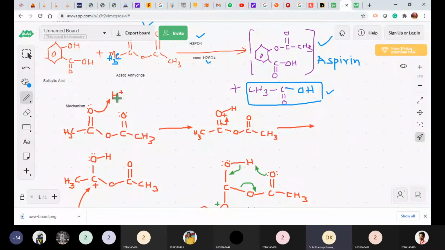Did you understand? Hello? Yes, sir. This oxygen uses one of its lone pairs of electrons to abstract one hydrogen ion from the solution. Now you can see here the second step. This is the first step, this is the second step. So it has bonded to the hydrogen. Now, since it has donated a lone pair of electrons, it will acquire a positive charge. Oxygen will acquire a positive charge after losing electrons, isn't it?